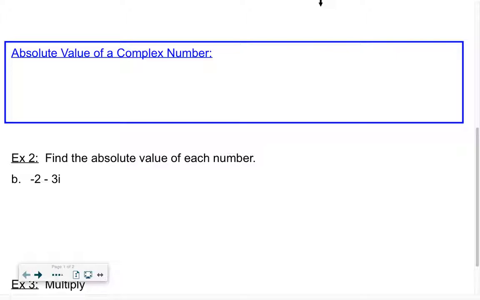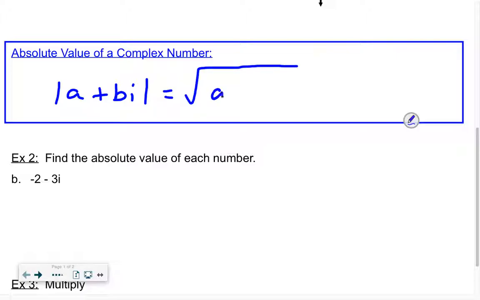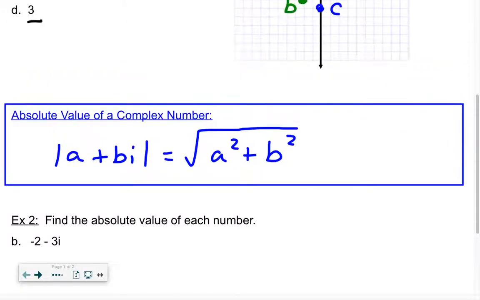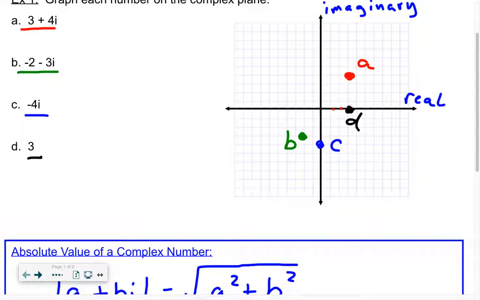Being that we're plotting points, we can find this thing called the absolute value, which essentially, guys, is just finding the distance between that point and the origin. We want to find the absolute value of a plus bi. It is equal to the square root of a squared plus b squared. Which essentially looks like what? Pythagorean theorem. Very good.